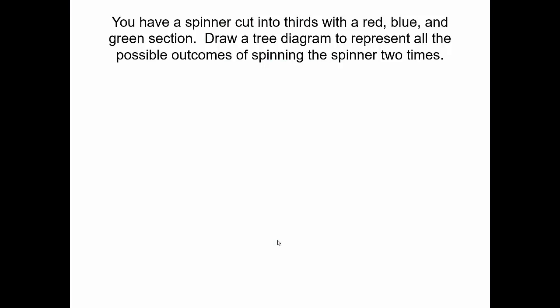You have a spinner cut into thirds with red, blue, and green sections. Draw a tree diagram to represent all of the possible outcomes of spinning the spinner 2 times. Now you're going to do this on your own using the example from the previous problem. So your event 1 would be spinning a spinner with the outcomes red, blue, and green. Your event 2 is going to be spinning a spinner with the outcomes of red, blue, and green. However, remember, red, blue, and green need to go back to your first red outcome. They also need to go back to your first blue outcome, and they also need to go back to your first green outcome.